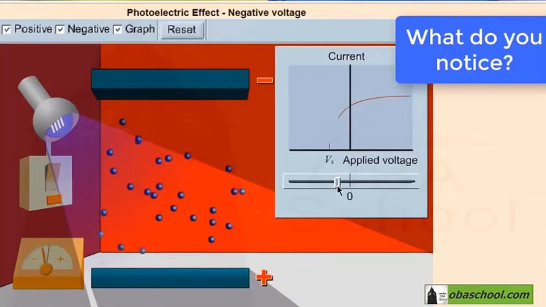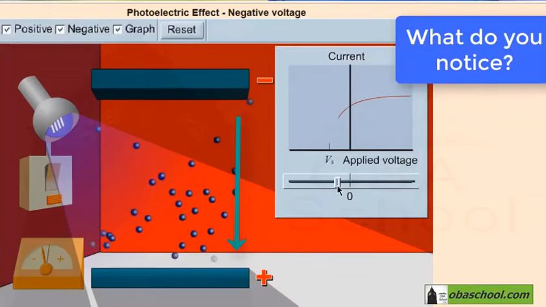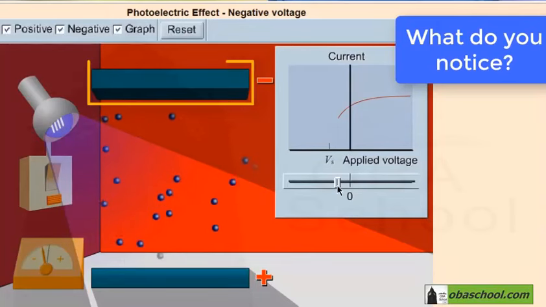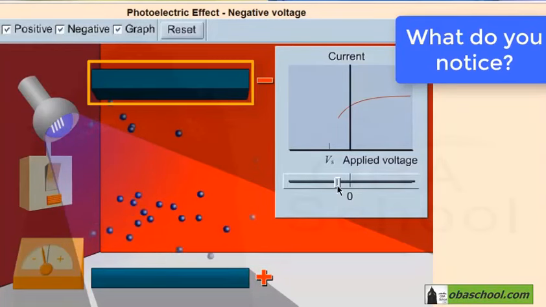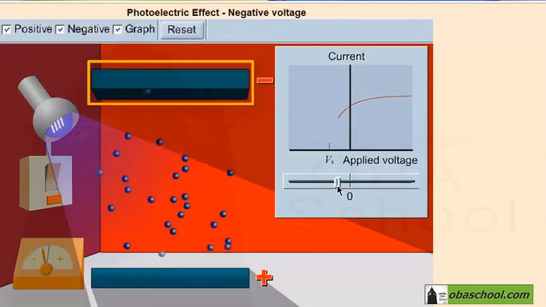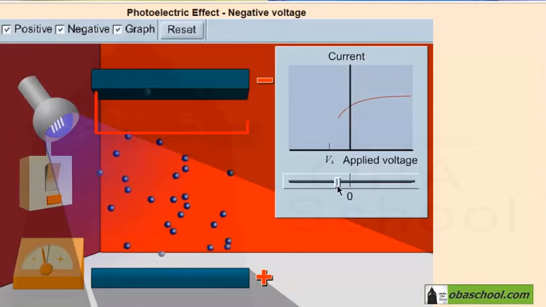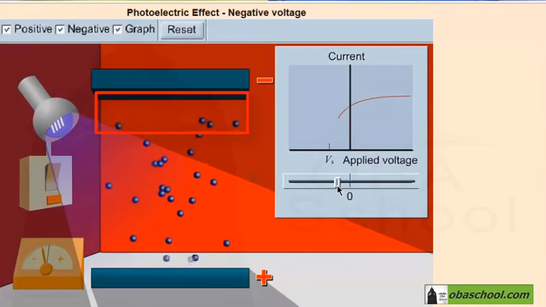The electrons are now experiencing a downward force, where fewer of them reach the upper negative plate, thus the current falls. Some electrons, however, began their journey with enough kinetic energy to reach the upper plate. The fastest ones have maximum kinetic energy, Ek max.